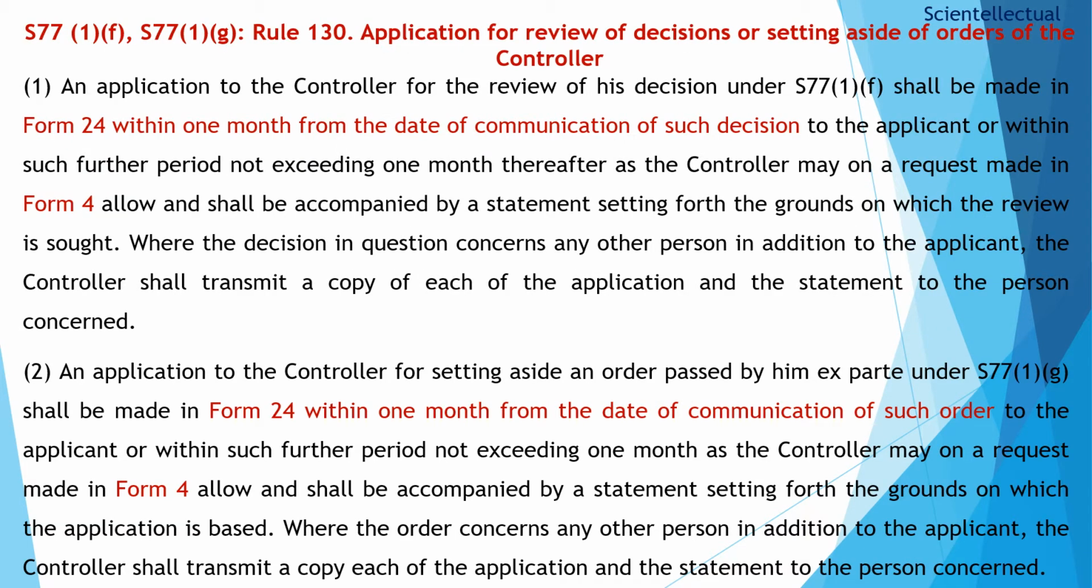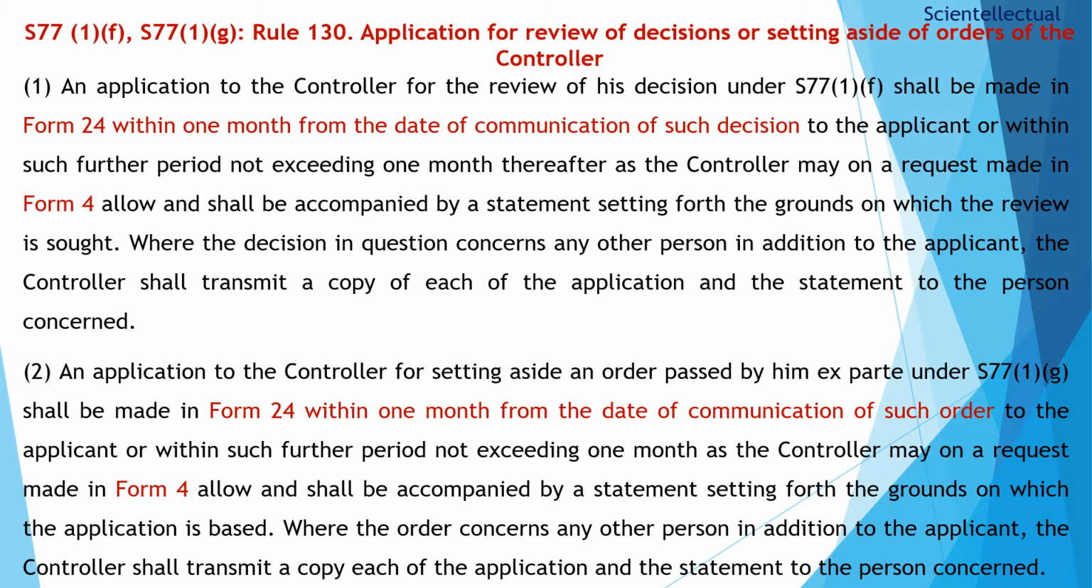Related to section 77(1)(f) and section 77(1)(g), the relevant rule is Rule 130, Application for review of decisions or setting aside of orders of the controller. In any case, an applicant, if he is aggrieved by the controller's decision or order, he may apply to the controller through Form 24 stating why he is aggrieved. That is, stating the grounds on which he wants the review of controller's decision or order.